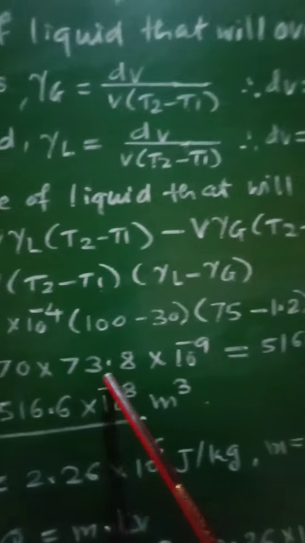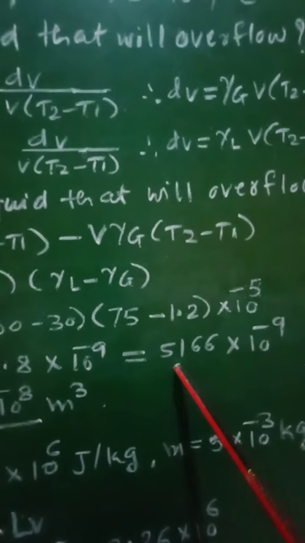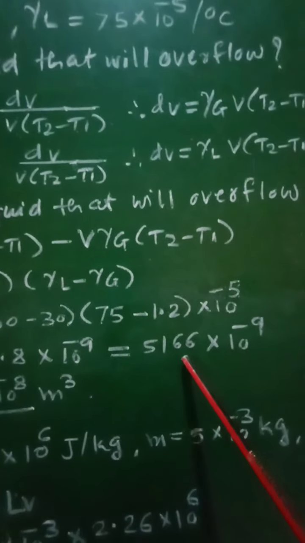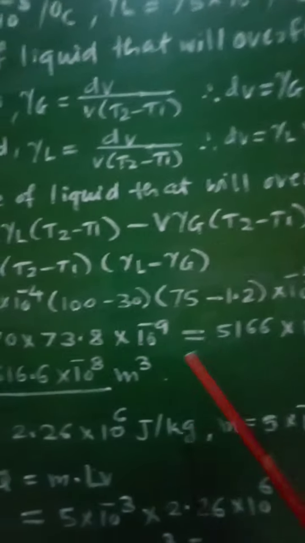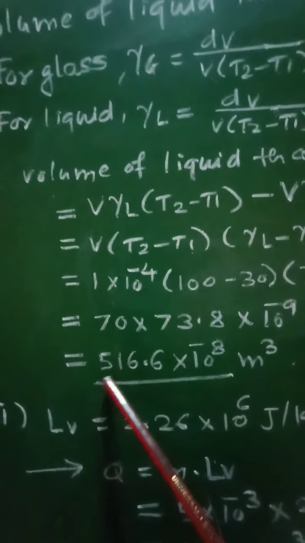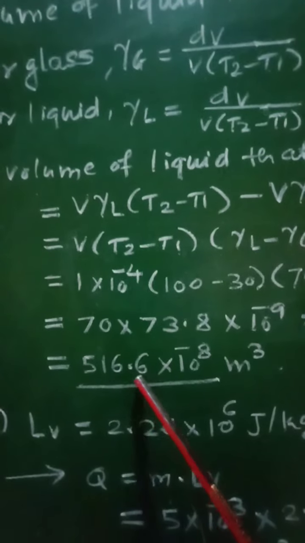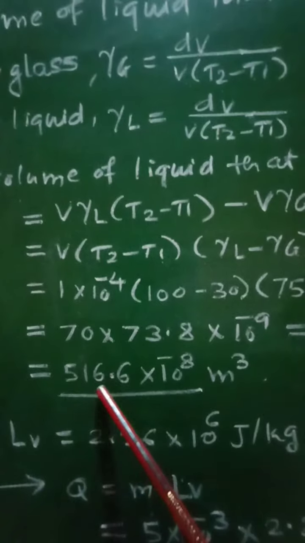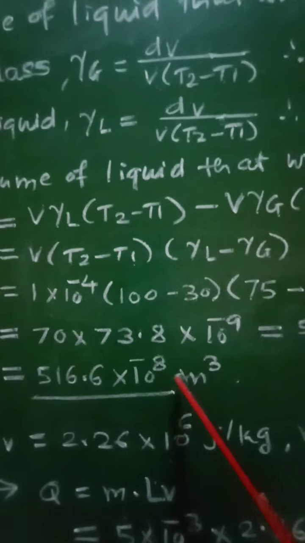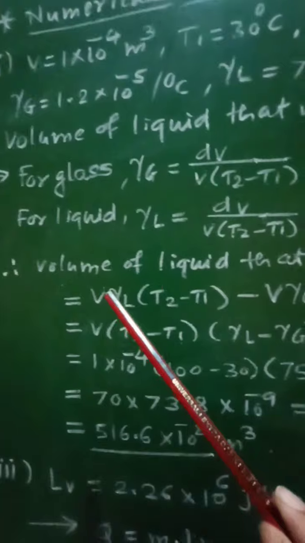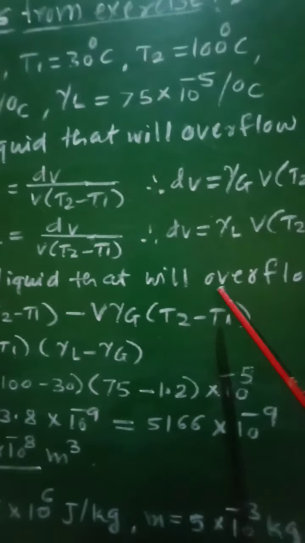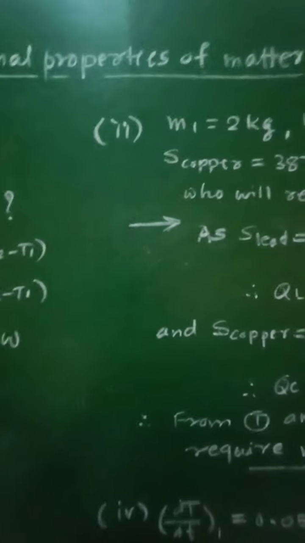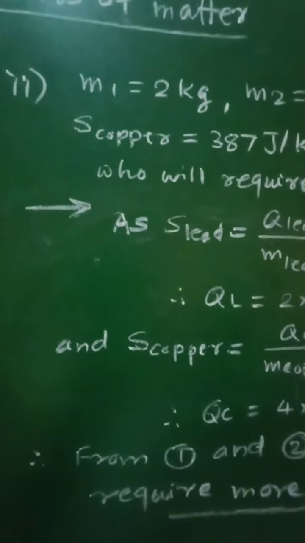So solving this, taking the product, we will get 5166 into 10 raised to minus 9, and therefore at last we will get 516.6 into 10 raised to minus 8 meter cube. That will be the volume of liquid that will overflow from that glass.